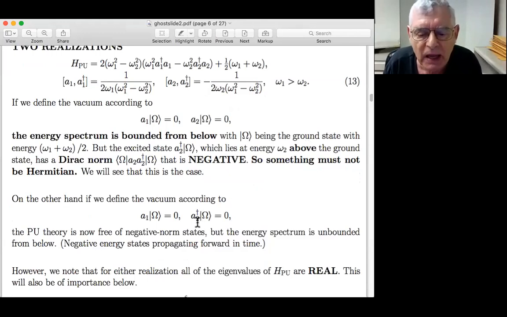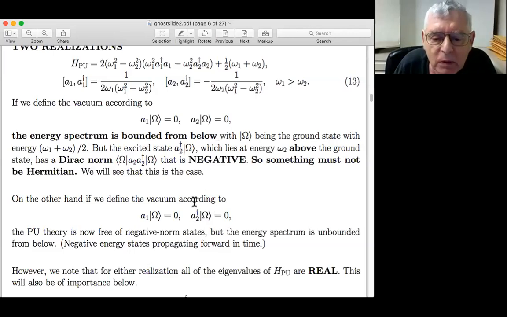Now, the alternate realization is to take A2 dagger to annihilate the vacuum. Then you take care of the minus sign. Now the theory is free of negative norm states, but the energy spectrum is unbounded from below, namely negative energy states propagate forwards in time. However, whether you use one realization or the other, in all cases, the eigenvalues of this Hamiltonian are all real. And this will also prove to be very important.